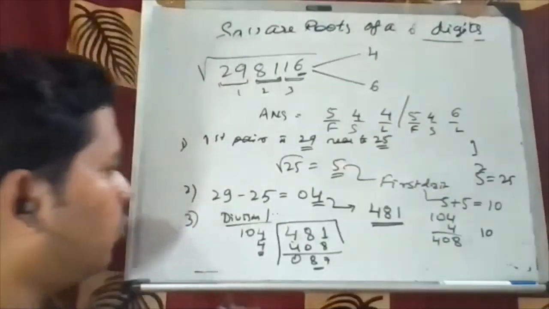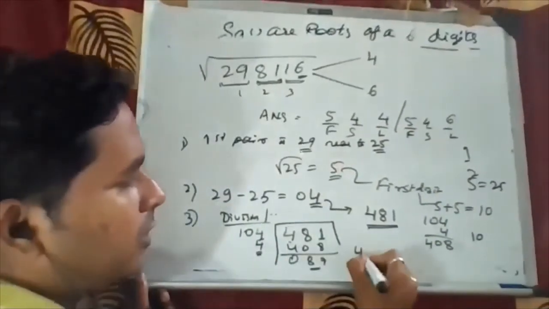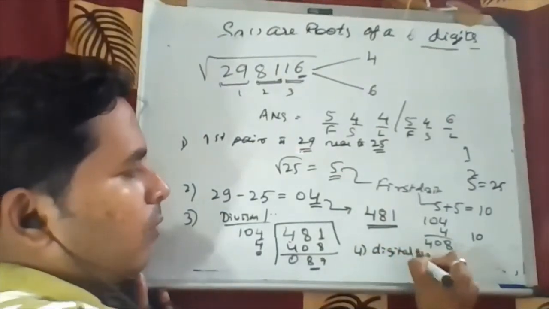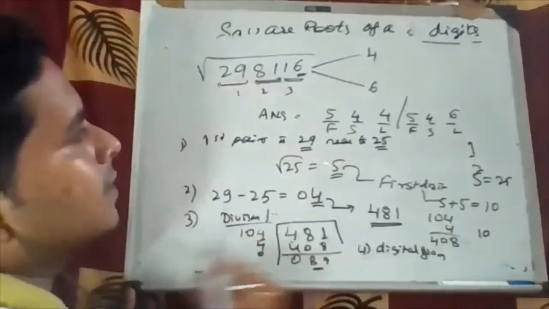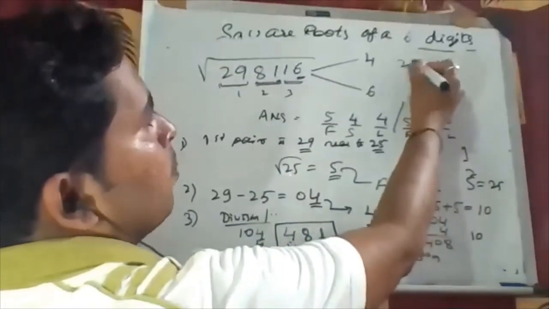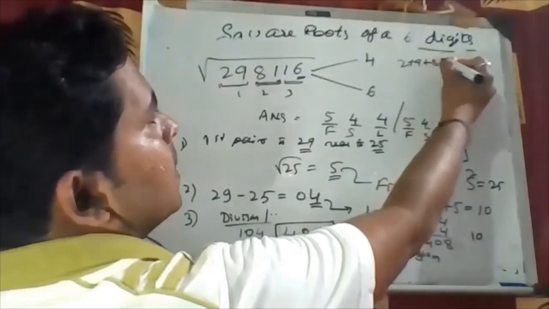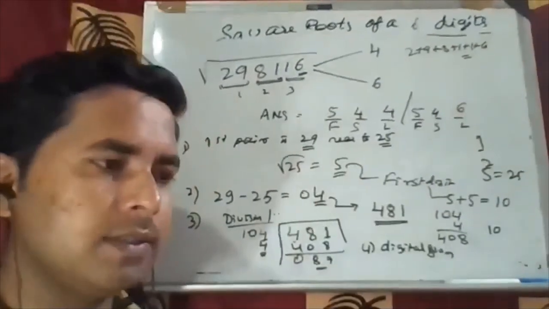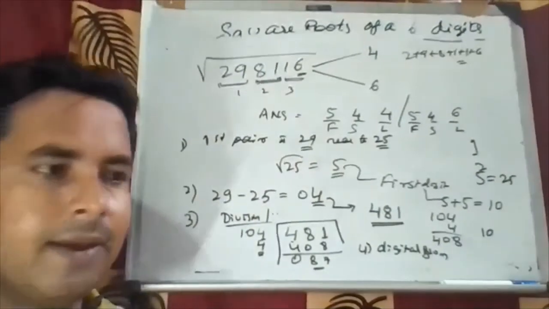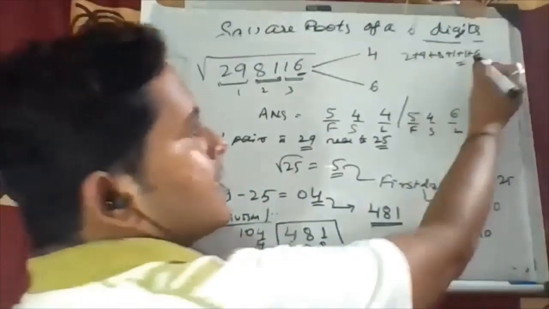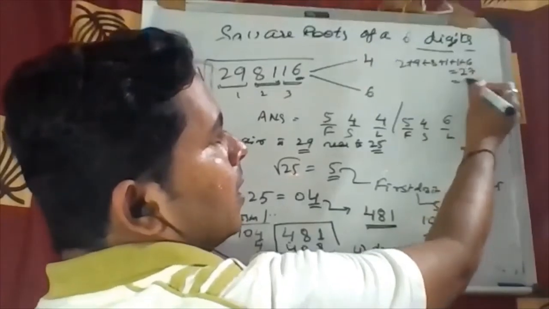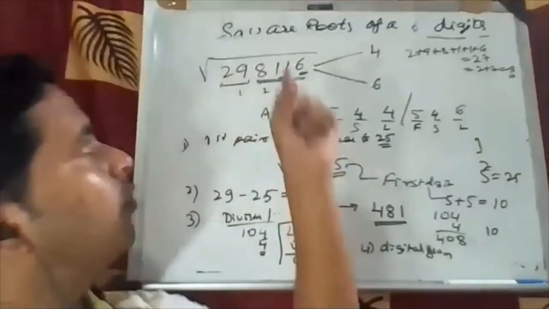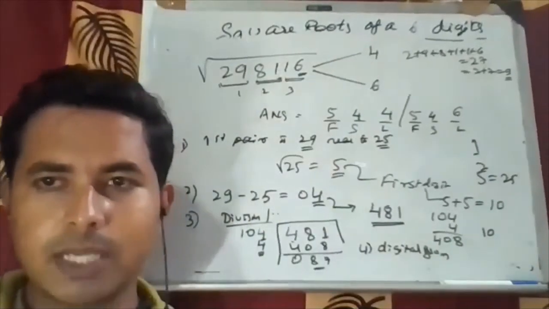For that, what do I have to do? I have to go with the fourth step, digital sum. What is the digital sum? Consider all these numbers: 2 plus 9 plus 8 plus 1 plus 1 plus 6. If I add all these numbers, how much will I get? I'll get 27, and if I add 2 plus 7, this is 9. For the given question, I got a digital sum of 9.